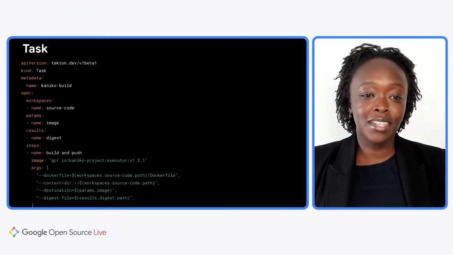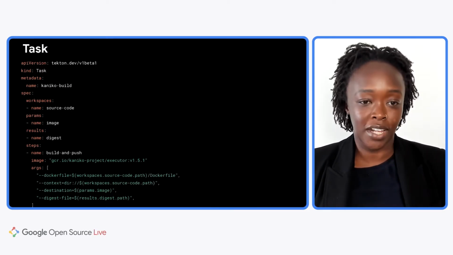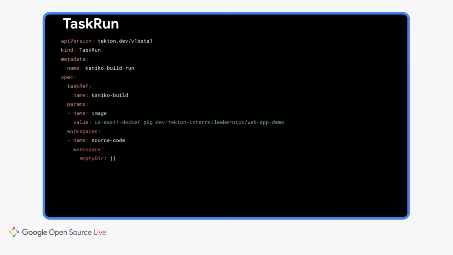With this scenario, the task is the reusable unit that can be used in multiple pipelines, which we look at in a few minutes. To execute a task, you need to specify a task run. This task run provides the parameters and other resources that are needed by the task. In this scenario, we can see the Kaniko build task, which is executed in a task run, and we specified the image. In this scenario, we have a web app demo, and we have a workspace source code, which in this scenario is an empty dir.